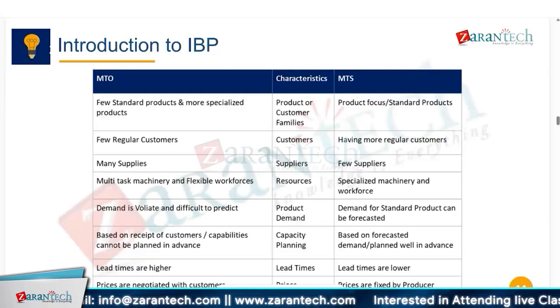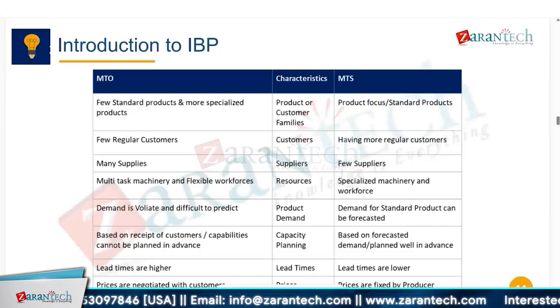So I thought of putting up something on paper to try to differentiate between the MTO, that is made to order, and MTS, that is made to stock. In this spreadsheet, on the left hand side you see MTO, made to order, and on the right hand side you see MTS, and in the center you see the characteristics. How MTO and MTS functionality differs with the characteristics is what we are trying to understand in this slide.